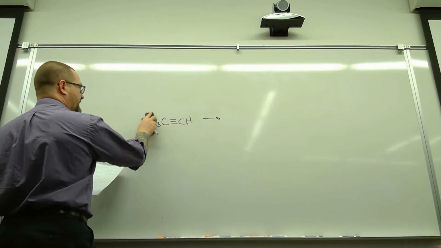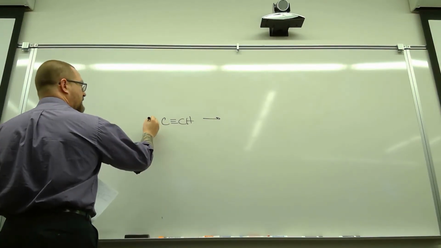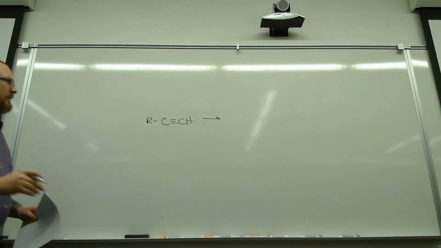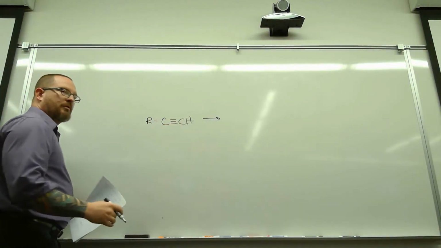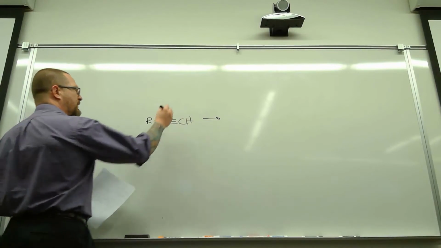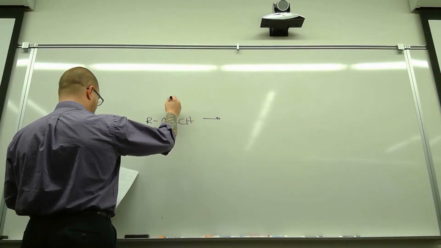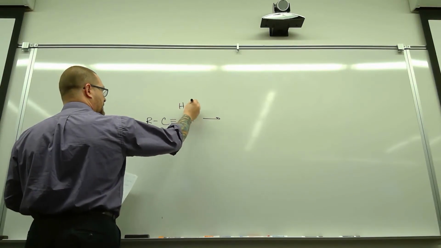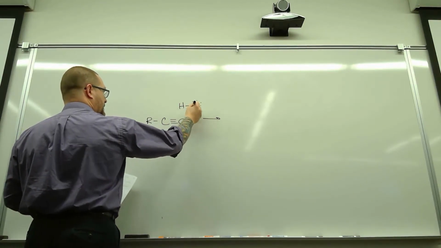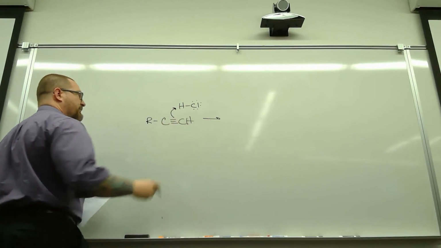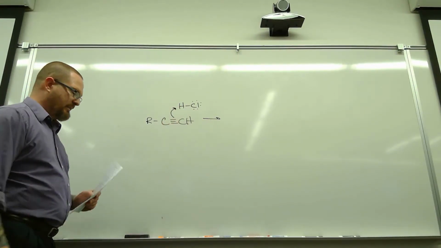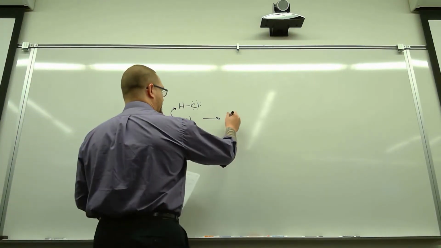And let's just put in our group for generic things. So we have a terminal alkyne here, and we're going to put in our, how do I draw this? You're still going to get an initial attack, like what we saw before, but we're going to get a pi complex as an intermediate.